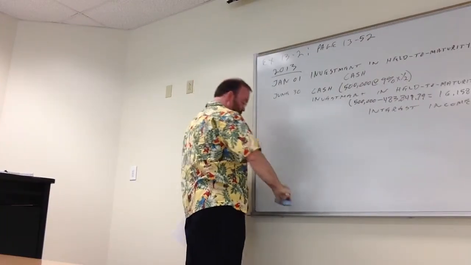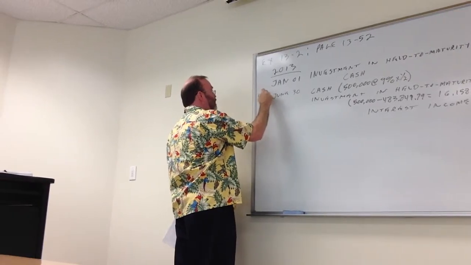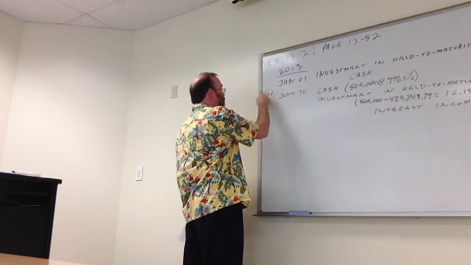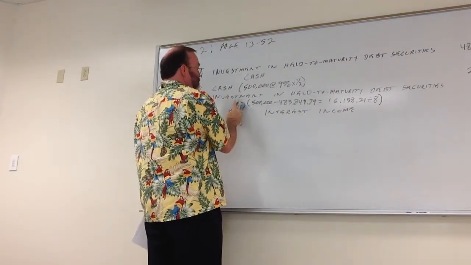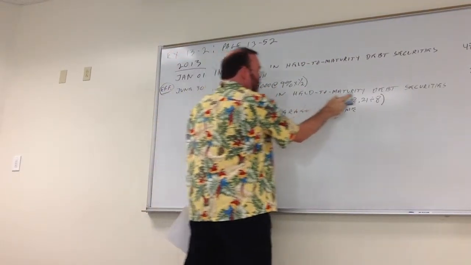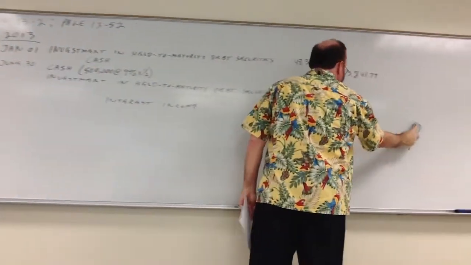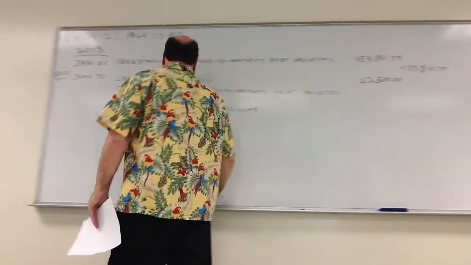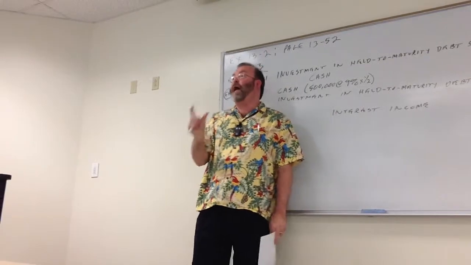Okay. So now what do you do with the effective method? The cash is going to remain the same. That doesn't change. What changes is the amount of interest income that is accrued. So this bond was sold at a discount in order to provide an effective yield of 10%.